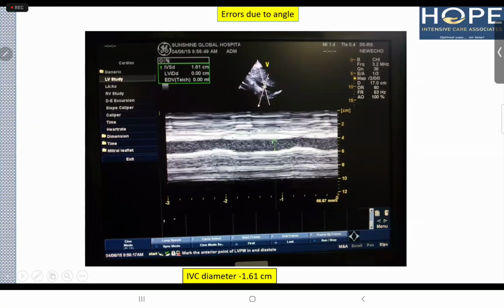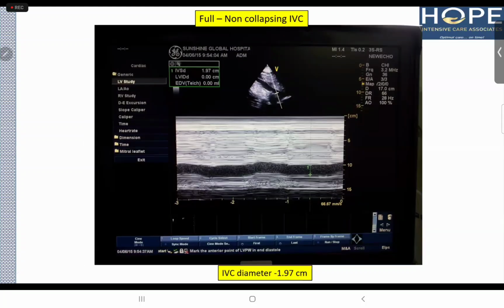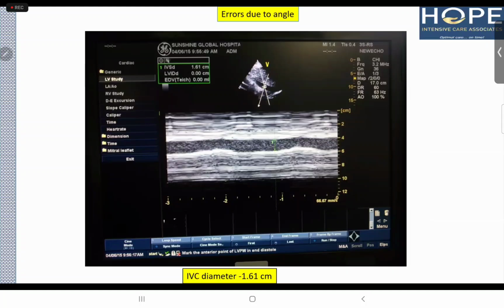So from the previous value, you don't think about giving fluid. From this actual value, now you can say that, oh, I can still try some fluid. And that's where the limitations of ultrasound, that man behind the machine matters the most.